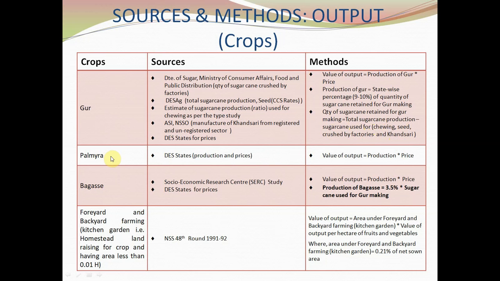Then Palmyra. For this, production and prices both are provided by different states DES, and value of output will be production into price. In bagasse production, a Socio-Economic Research Centre study is used along with state DES prices. Value of output is the same, production into price, and production of bagasse is taken as 3.5% of total sugarcane used for gur making.